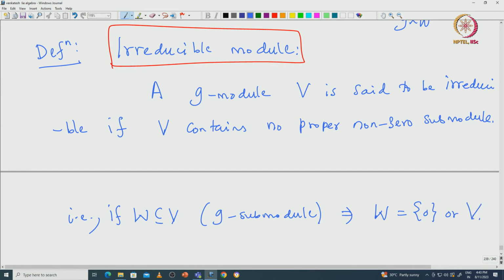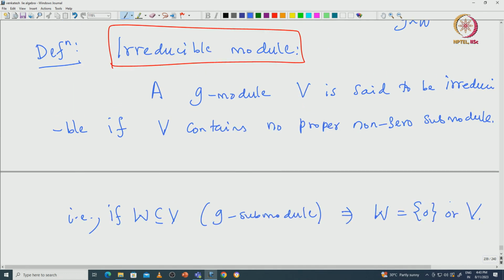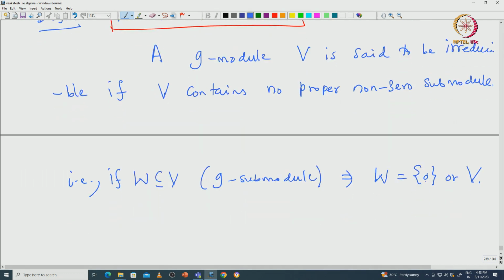Okay. So, it does not contain any other proper non-zero submodules other than 0 and V. So, these are the only submodules. 0 is a subspace, and one can easily check it is a submodule. V to begin with is a module, so it is also a submodule. Both are called trivial submodules. So, in some sense V does not contain any non-trivial submodule.